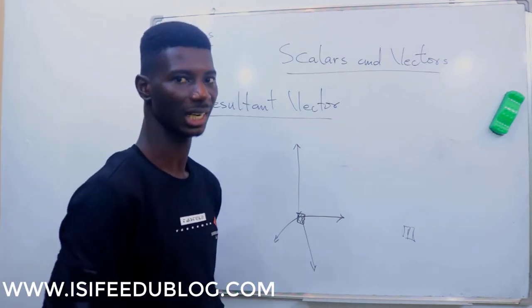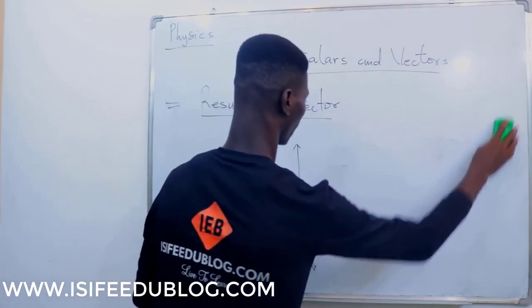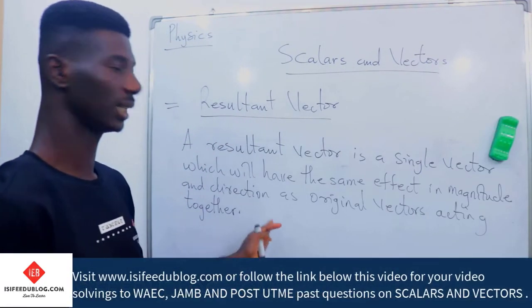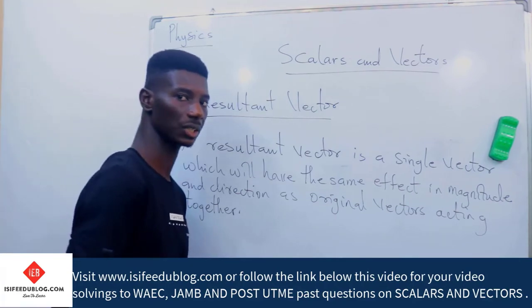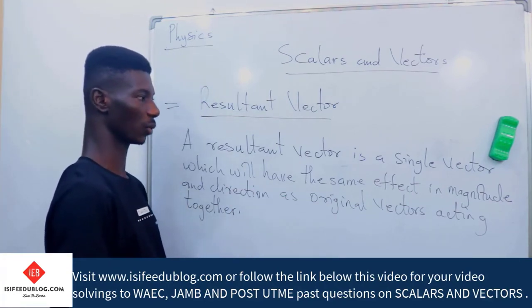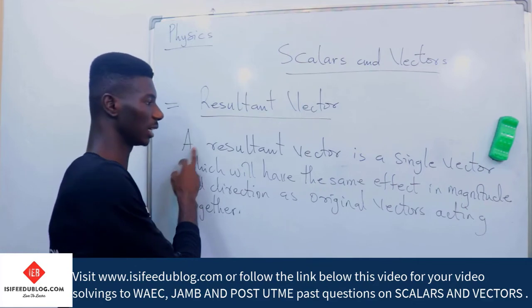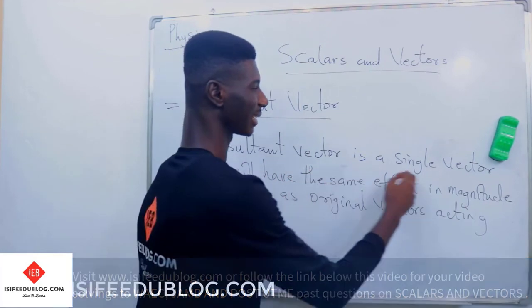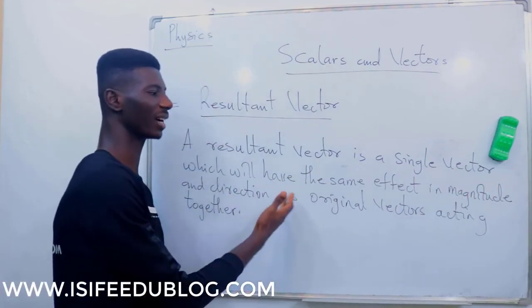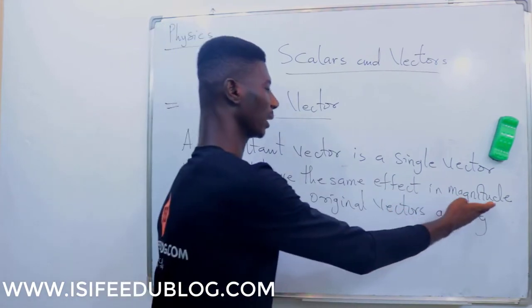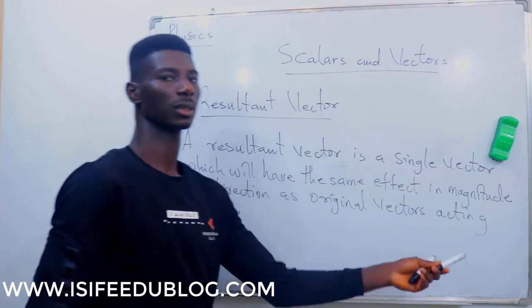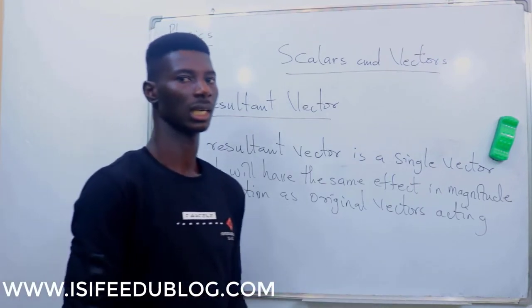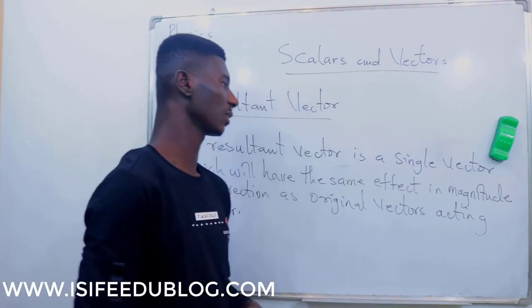So I believe it is clear now. I'll put the definition down. I will go through the definition once again, as I believe the explanation is well explained. A resultant vector is a single vector which will have the same effect in magnitude and direction as the original vectors acting together. That is what you call a resultant vector.